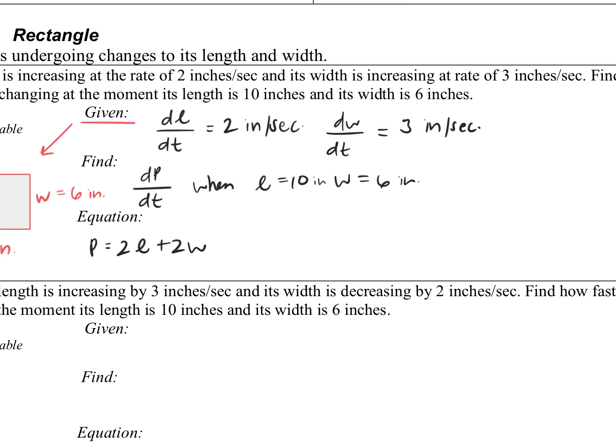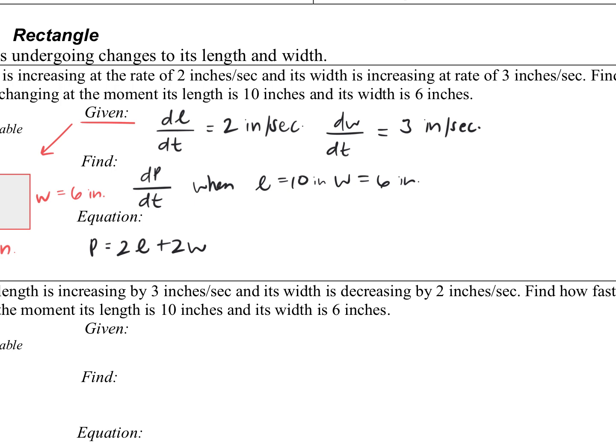So we have some information here. We know what dL/dt is, we know what dW/dt is, but we're not going to plug those into our formula right away, because do I have a dL or a dW here? No. How are we going to get one of those things? By taking the derivative with respect to time before you plug in the information that you know. After we've drawn our picture and written down our equation, we are now going to take the derivative.